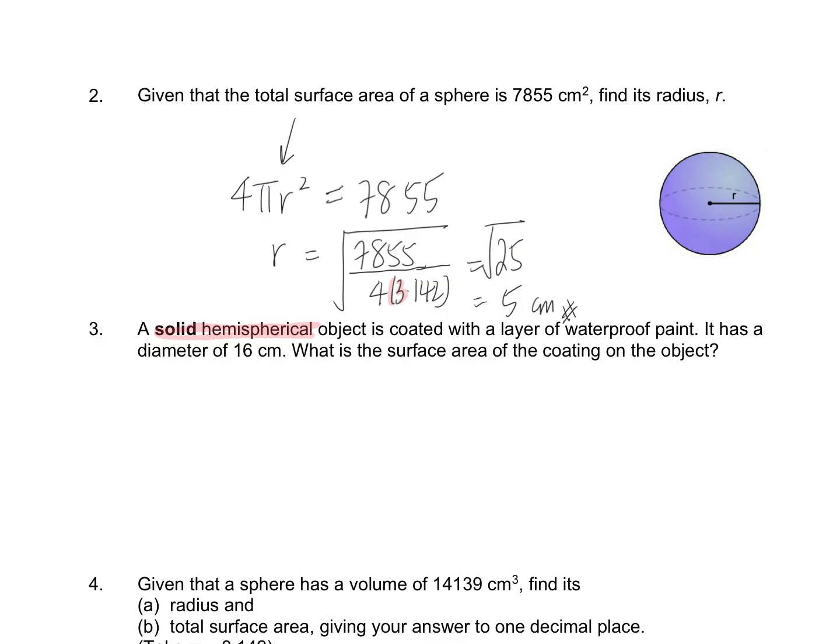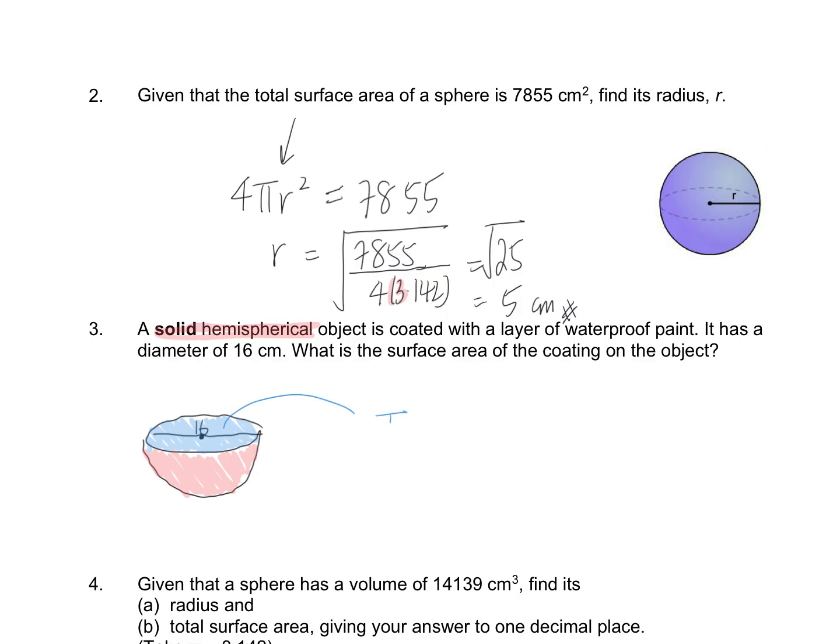Okay, next one. A solid hemispherical object. So let's say this is the hemisphere, half a bowl. Because it's solid, the top part exists. The top part is covered. So diameter is 16. They say, can you find the surface area of the coating? So you not only have to find this red part, you have to also add in the top part.